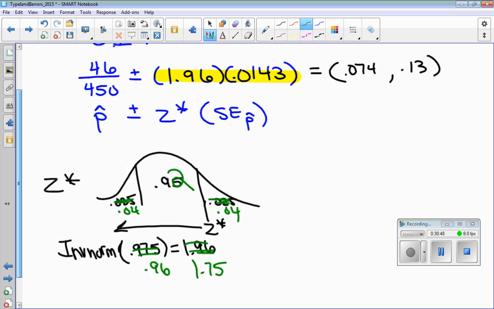Can I what? The sentence. Oh, you mean the interpretation of the confidence interval? Okay. I'm going to write it.